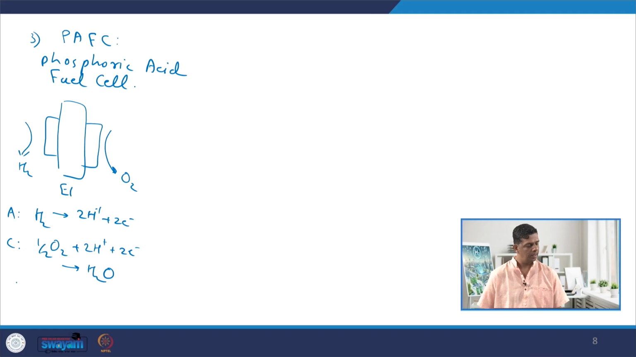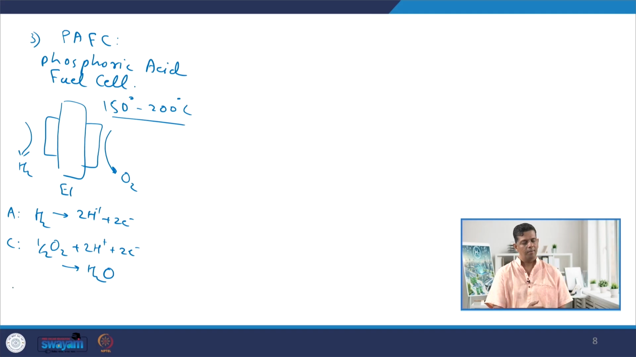So, what are the advantages? Before I forget, this fuel cell typically operates at 150 to 200 degrees Celsius. This is its operating temperature. The other two types that we have seen earlier operate at low temperature, around 60 to 70 degrees Celsius.